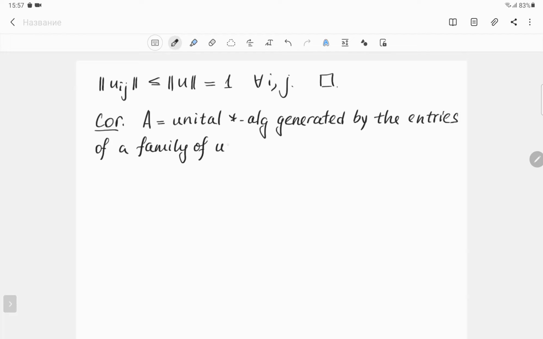A family of unitary matrices over A. Then the C-star envelope of A exists.